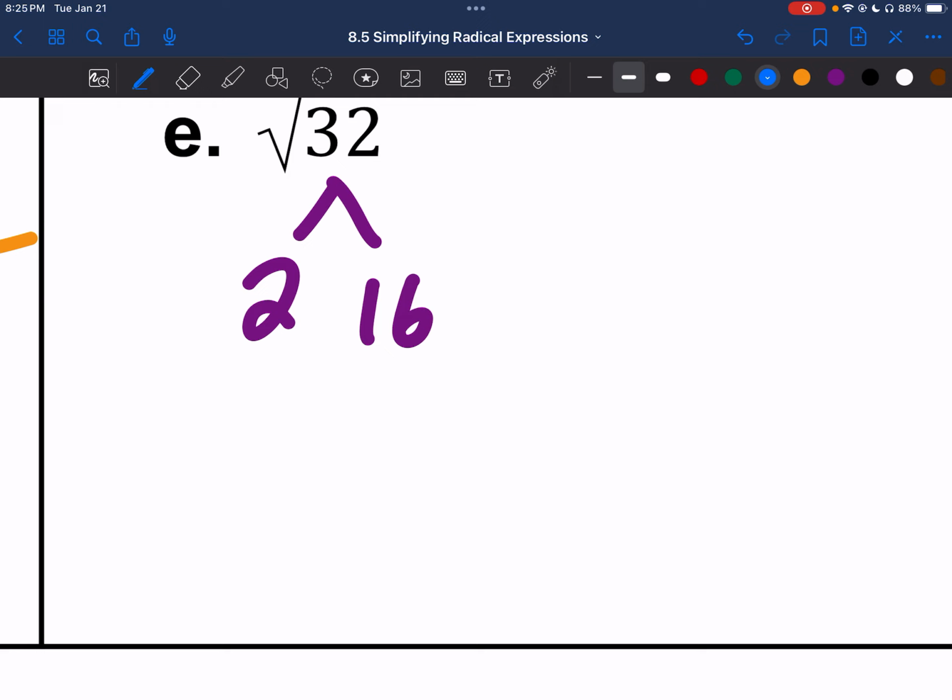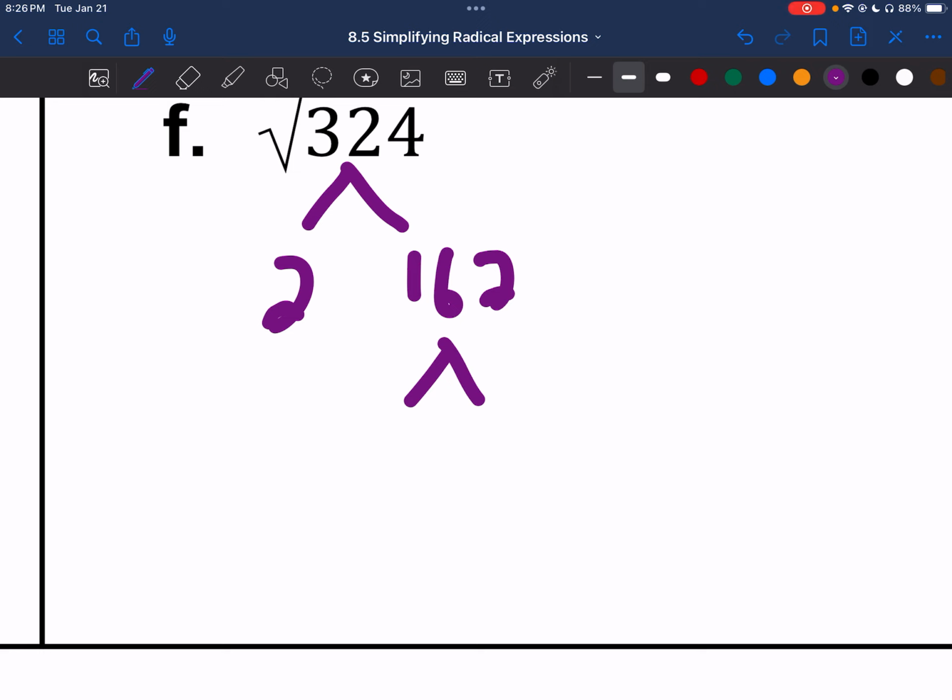All right, letter F. This is a prime example of I don't know factors of 324 other than it's even, so I divide by 2. And when I use a calculator to do that, I get 162. Again, not something that I'm super familiar with that I work with on a routine basis, but it's even, so I divide by 2.